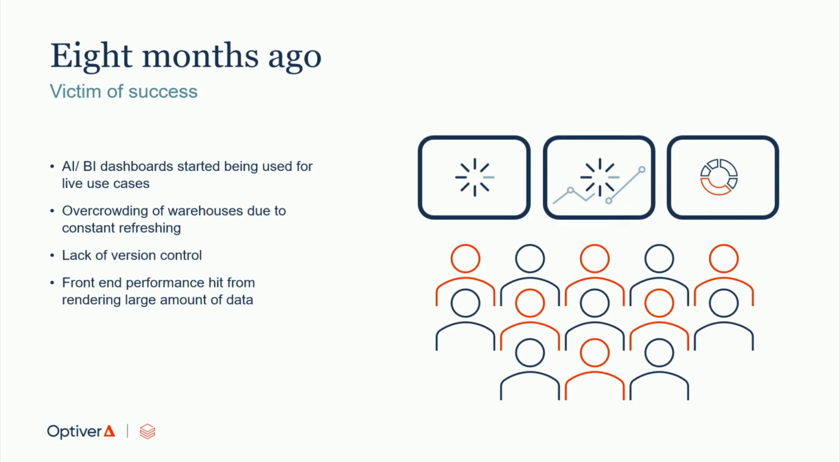There was also a growing problem of versioning. Dashboards were changing very fast and often without coordination. And there was also a problem with front-end performance. As our dashboards grew more complex, they needed to render more data, and our dashboard users started to notice slow loading times.